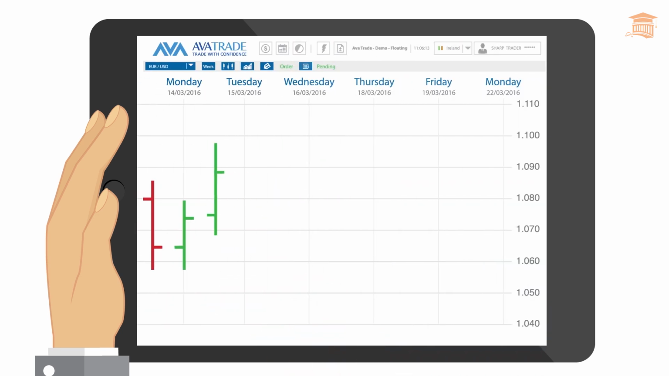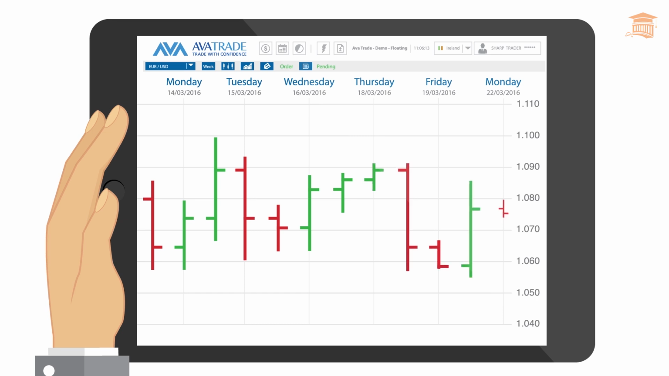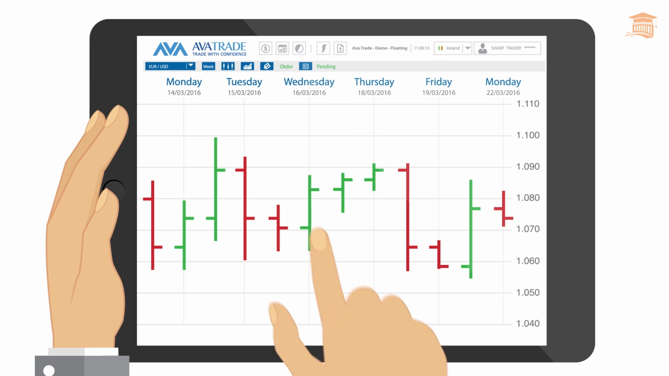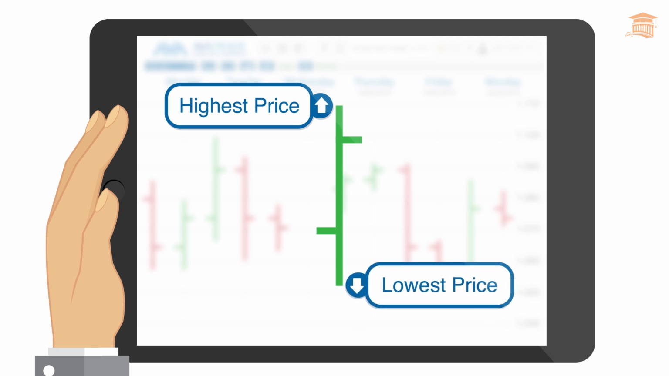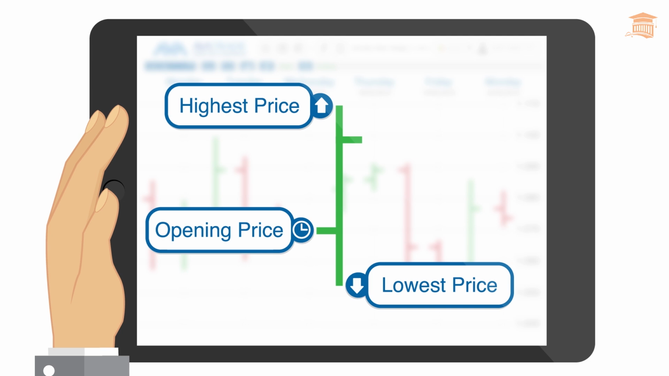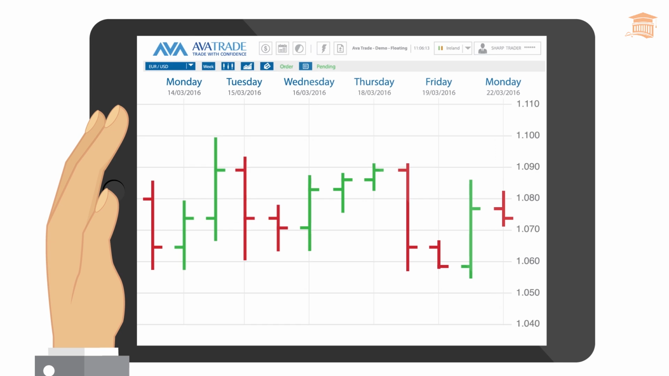Bar charts give us a bit more information about price evolution. Here we get closing prices for each defined time period. We also see the opening price and the highest and lowest prices over that same period. Here, the top shows the highest price, the bottom shows the lowest, while these little dashes show opening price on the left and closing on the right.